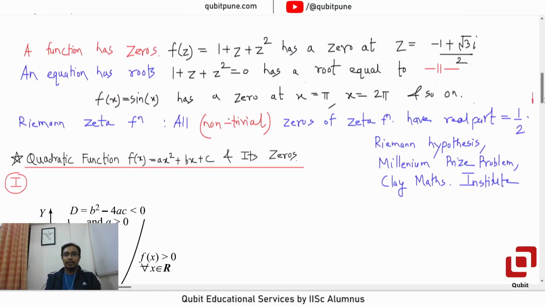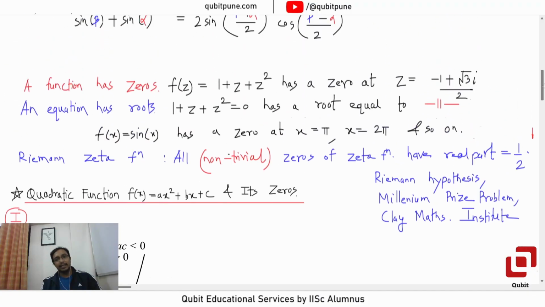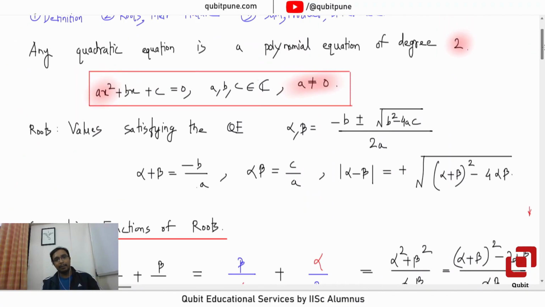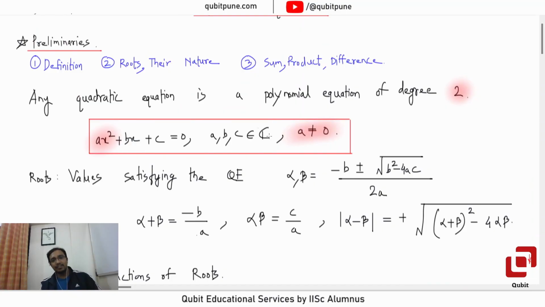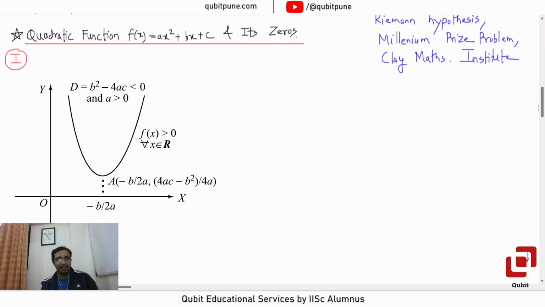Returning to the quadratic function f of x equal to ax squared plus bx plus c. Although I have said earlier that the formulae that we have written here apply to complex coefficients also, where a, b, c can be complex numbers, at this level we will be considering only those quadratic functions where the coefficients are real numbers. So let's just make that change.